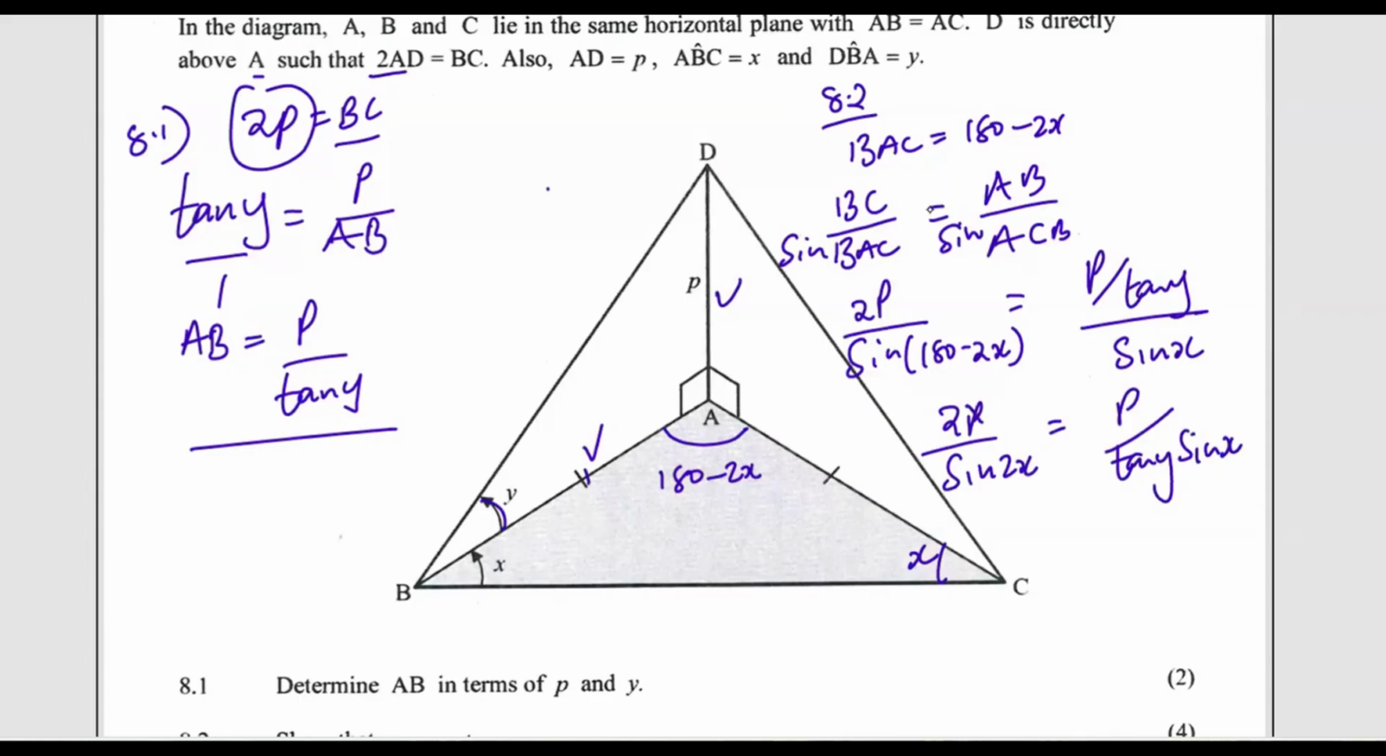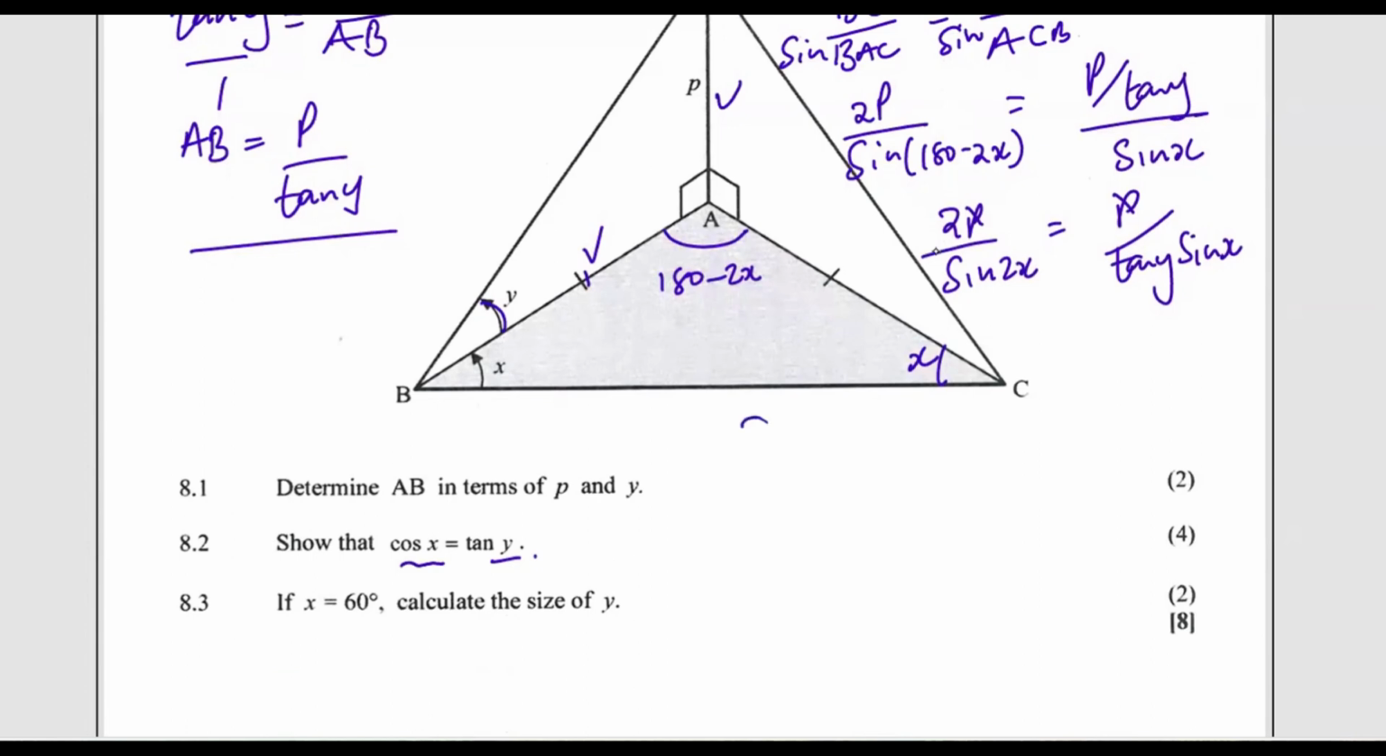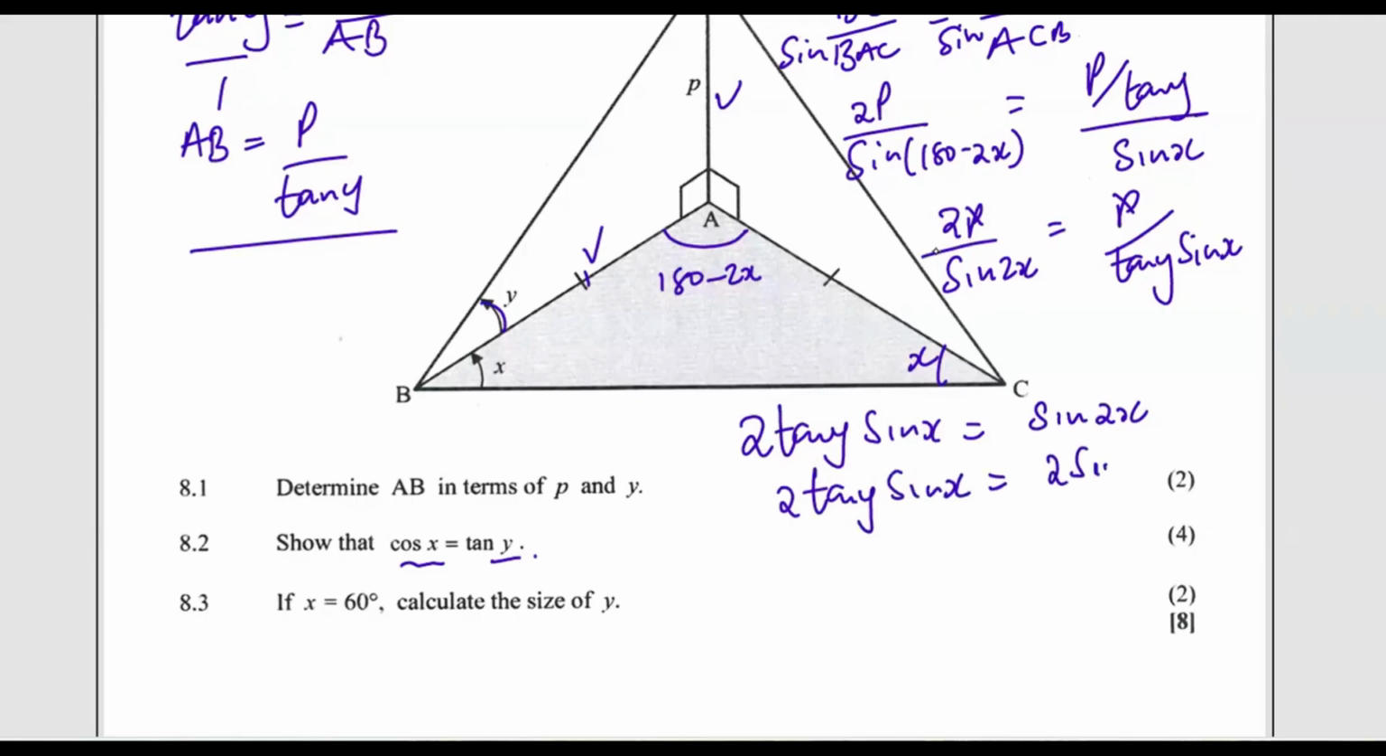We can cancel this P and that P. We can do the cross multiplication, meaning that twice tan y sine x is the same as sine 2x. Let's break down the sine 2x, which is going to be 2 sine x cos x. Okay, then from that point, we can see that the 2 cancels the 2. This sine x cancels the sine x. We have the tan y being equal to the cos of x. That's what we had to do.